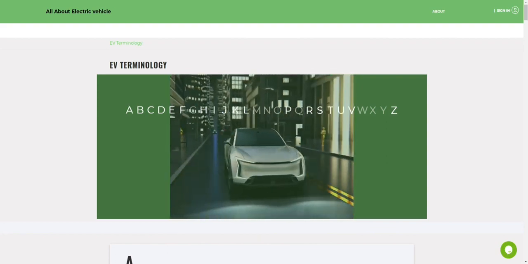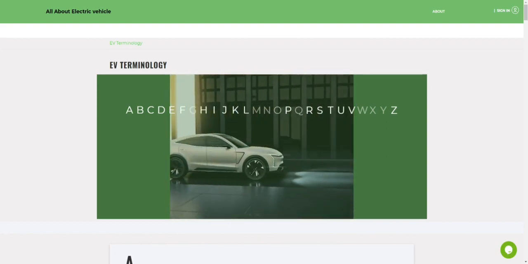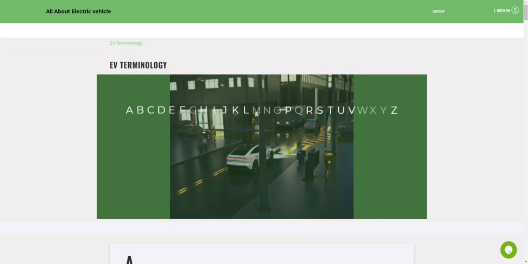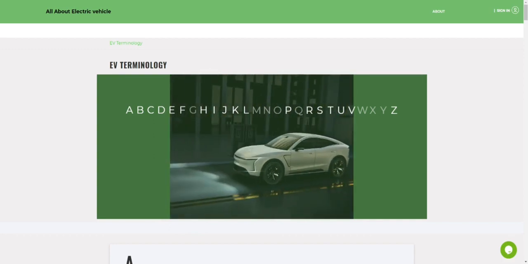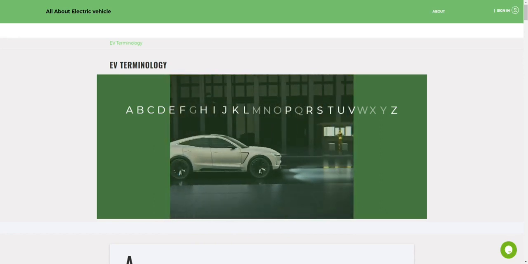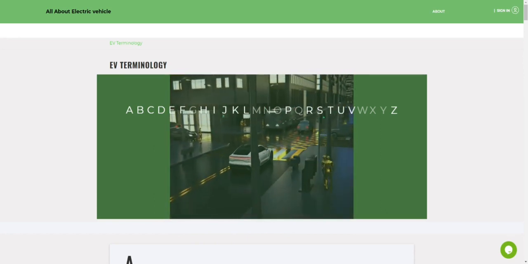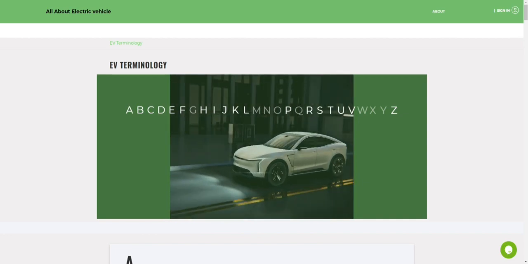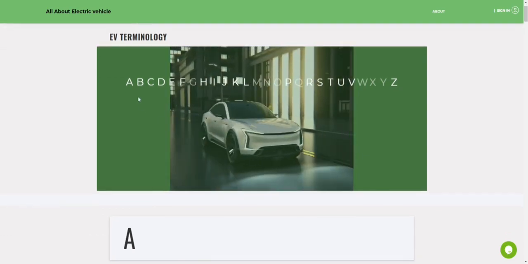Friends, for understanding the concept of electric vehicle, first you need to know these basic terminologies related to it. So, today I have come up with the process of covering all the terminologies related to electric vehicle from A to Z. So, without further delay, let's get started with it. We'll start with A.